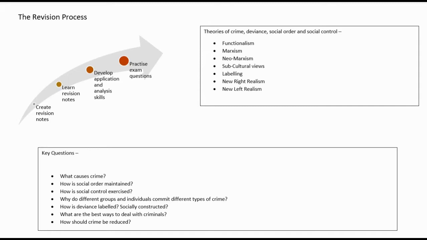We're going to start with a little overview of how some of these theories fit together. It's important that we start to think in the revision process about how we can group theories together and how we can start to evaluate them on a wider sociological theory level. We can start to look at the overall theory and how that links to other theories.